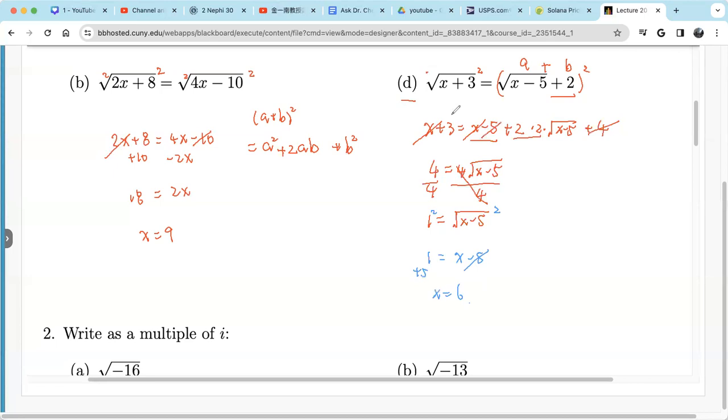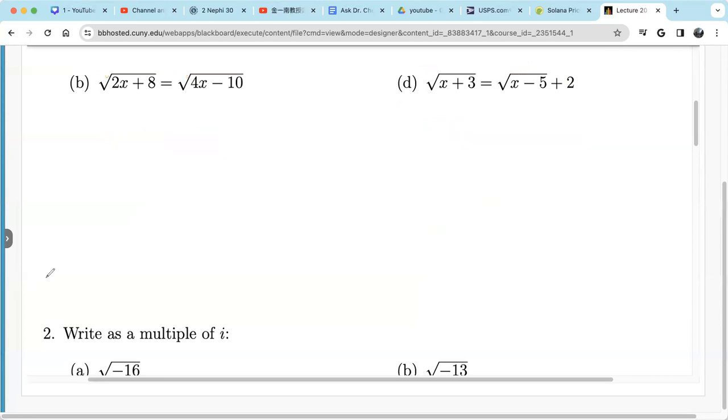Well, let's check. 6 plus 3, 9. Square root 9 is 3. We have 3 on the left-hand side. 6 minus 5 is 1. Square root of 1 is 1. 1 plus 2 is 3. Indeed, so both sides we have the same answer. So 6 is the solution for D.